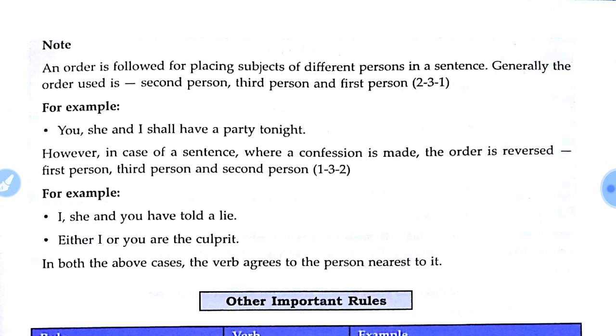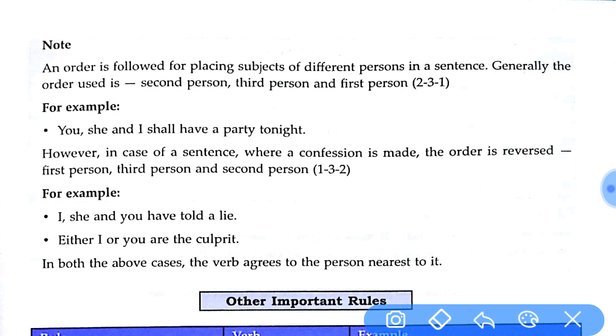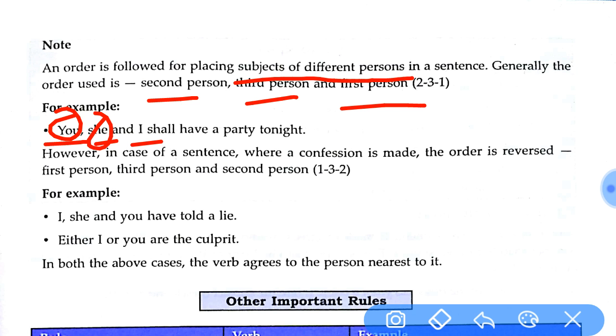A few things that you must remember. The note that we have here is that an order is followed for placing subjects of different persons in a sentence. Generally, what order is used? Second person, third person and first person. Very often we are prone to make mistakes, misordering them. Sometimes we use first person, then second person, then third person. But the order should be reversed: first the second person, then the third person, and then the first person. For example, you, she and I. You is the second person, she is the third person, I the first person. This should be followed while making sentences.